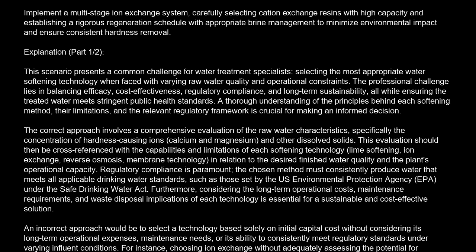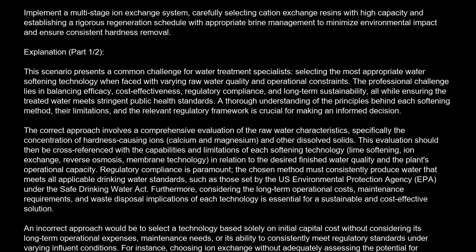Regulatory compliance is paramount. The chosen method must consistently produce water that meets all applicable drinking water standards, such as those set by the U.S. Environmental Protection Agency, EPA, under the Safe Drinking Water Act. Furthermore, considering the long-term operational costs, maintenance requirements, and waste disposal implications of each technology is essential for a sustainable and cost-effective solution.